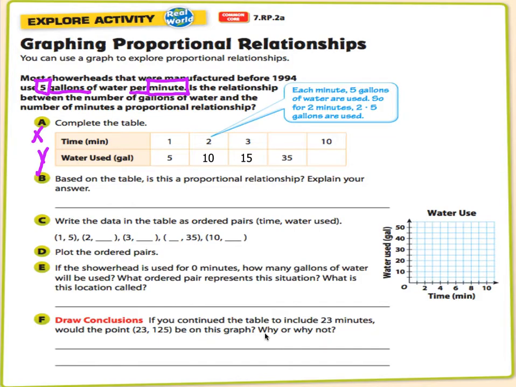But now I know I've used 35 gallons of water, so I can do the reverse and find out that I have showered for 7 minutes. Or I showered for 10 minutes, and in those 10 minutes, I will have used 50 gallons of water.